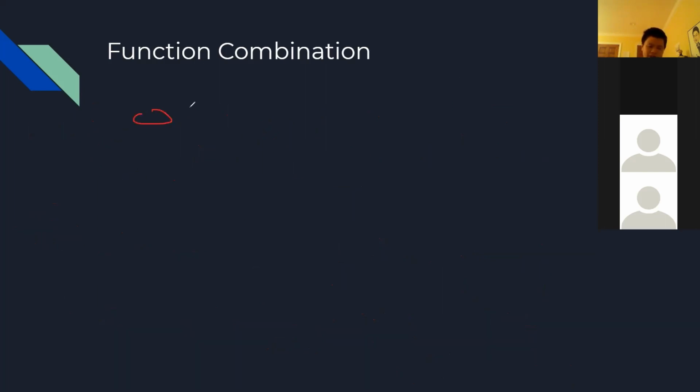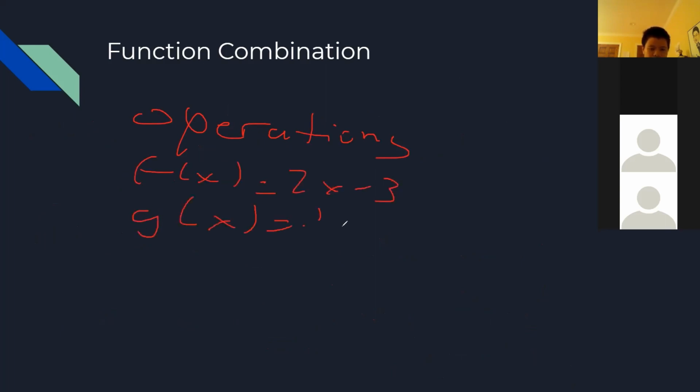Also, operations are not the only way we could combine functions. Let's say f(x) equals 2x minus 3, g(x) equals 1 over x. We could composite these functions, or rather these functions become composite. You can just call it combining the functions. So what does this notation mean? Let's just say this is h(x).